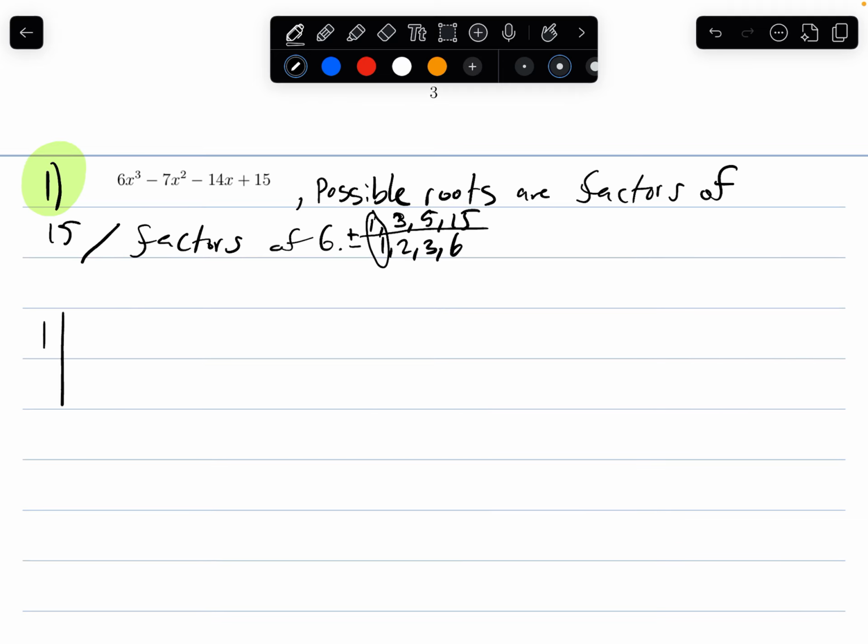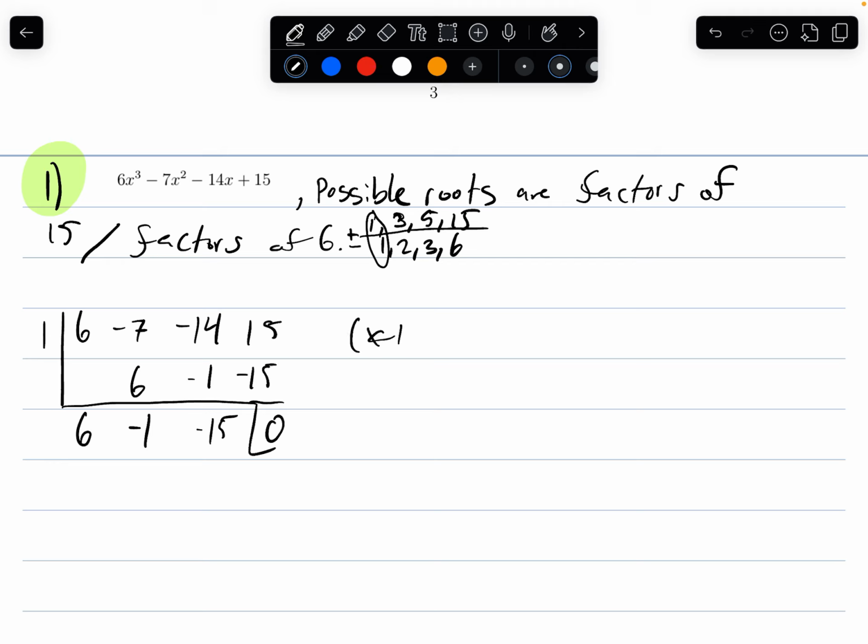So put a 1. Hopefully you guys remember how to do synthetic division. 6, minus 7, minus 14, and 15. So we bring the 6 down. 6 times 1 is 6. Negative 1, negative 1, negative 15, negative 15, remainder 0. How nice is that? So we know x equals 1 is a root, and x minus 1 is a factor. Let me put it downstairs.